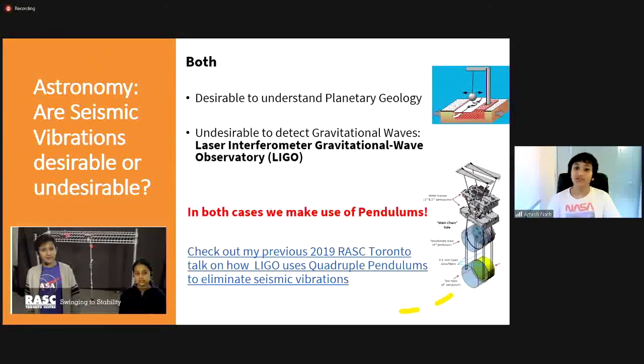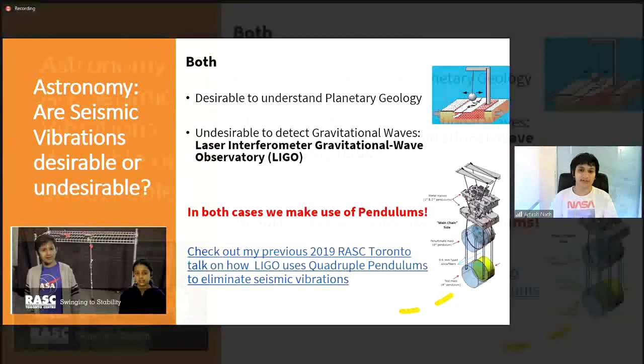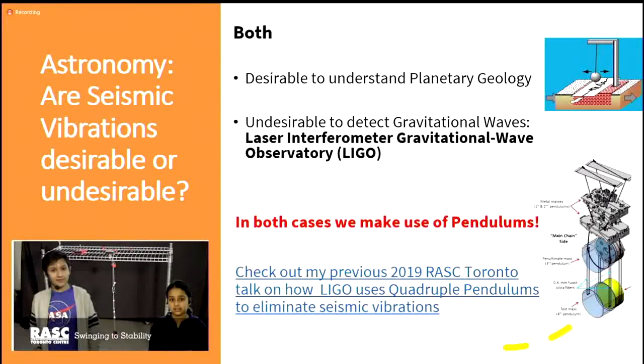Now, funnily, astronomy and seismic vibrations share a very unique relationship, because on one hand, we spend millions of dollars trying to create seismometers to measure seismic vibrations to understand planetary geology. But on the other hand, we also spend millions of dollars trying to create instruments to isolate or remove these seismic vibrations from other instruments. An example of this would be the LIGO. To detect gravitational waves using the LIGO, we need to isolate human-made vibrations. If you would like to know a little bit more about the LIGO experiment, I've in fact given a talk on it, so you can check that out.